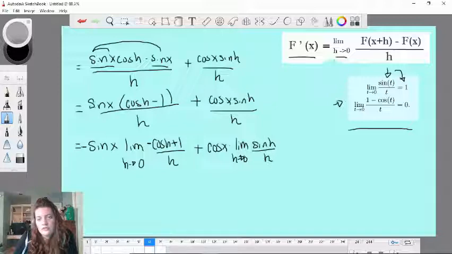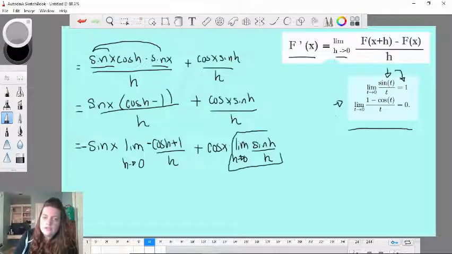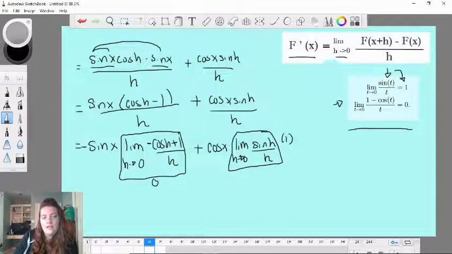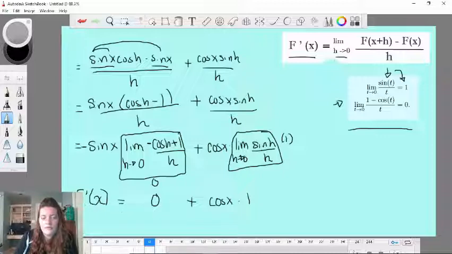And as you can see, sine h over sine h is the same as 1. This one is the same as 0. Anything times 0 is 0, plus cosine x times 1. So that means our function, our f prime of x, equals cosine x.